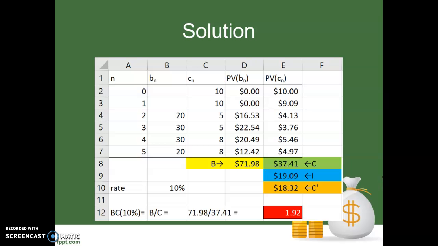We saw this screen capture of the solution at the tail end of the last video, but I didn't really go through how these values are calculated. So let's do that now.